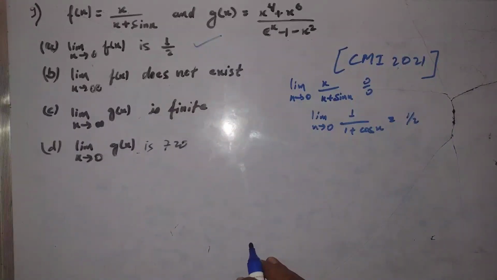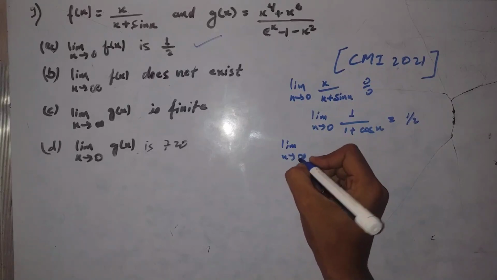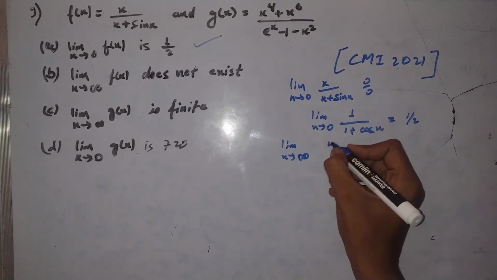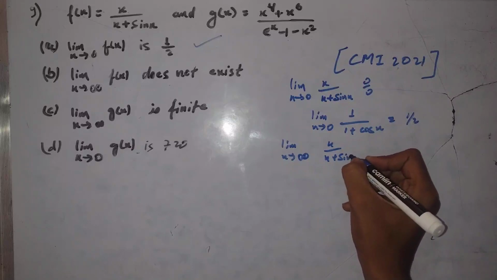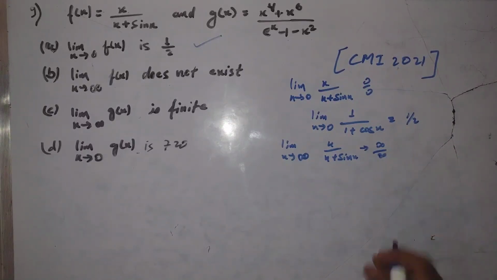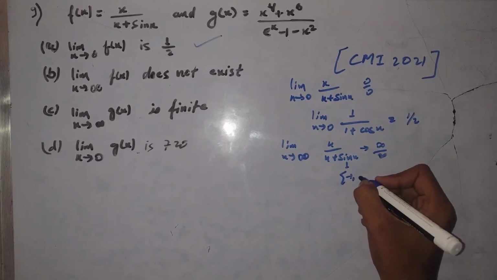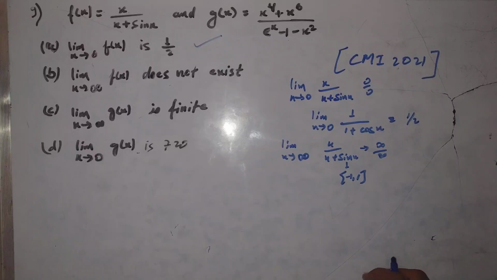Okay, now let's talk about statement B, and it is limit x tends to infinity of f(x), that is x upon x plus sin x. We can see that this is infinity upon infinity form. Okay, so what we can do is we can see that sin x is oscillating between -1 and 1, for every value in the interval to infinity.